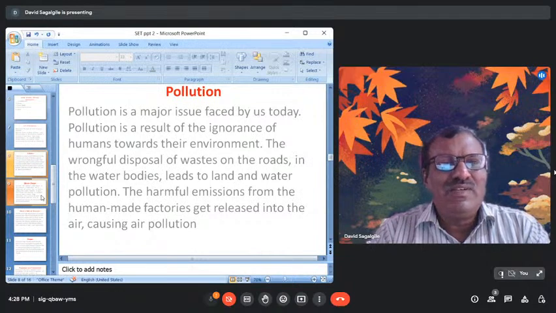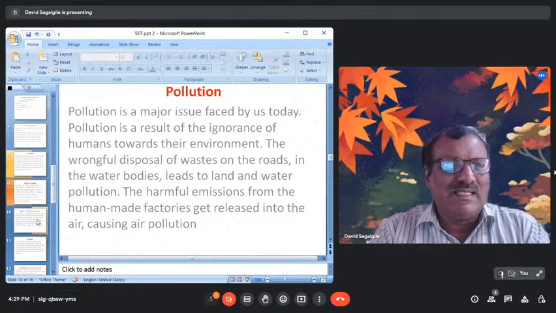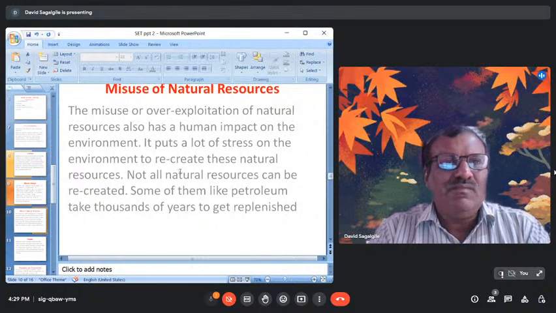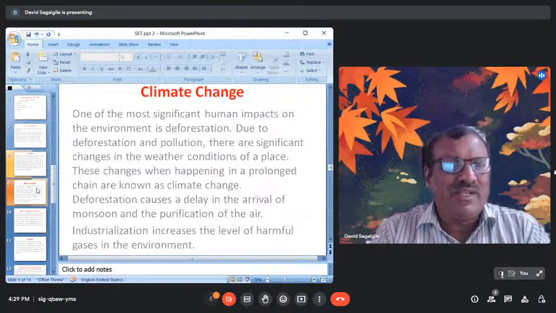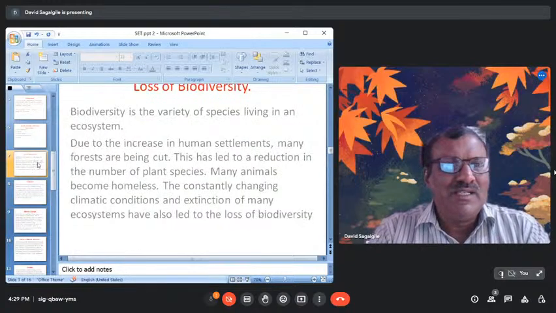Even if the rivers and lakes are going to get polluted, what is going to happen is that the water that we drink will be contaminated, and we will fall sick, or we will be subject to different kinds of diseases and sicknesses. Then misuse of natural resources. After pollution, we have the misuse of natural resources, we have got climate change.